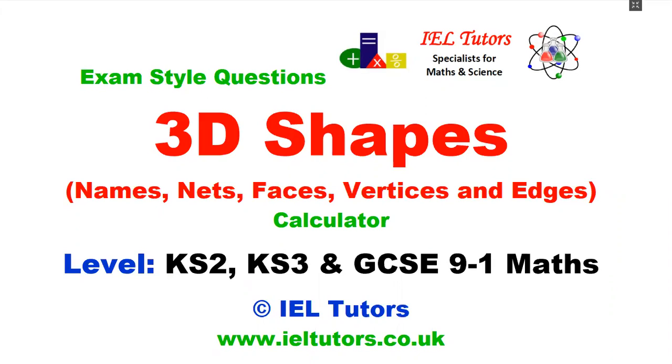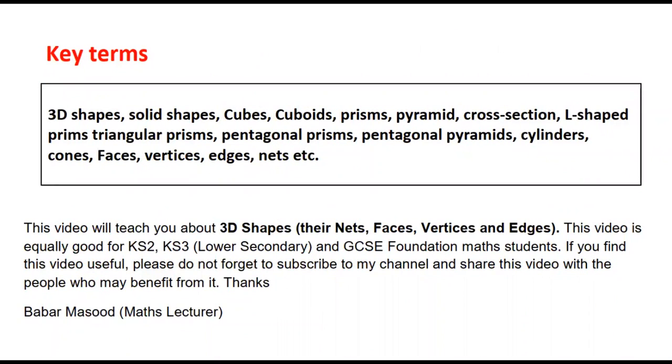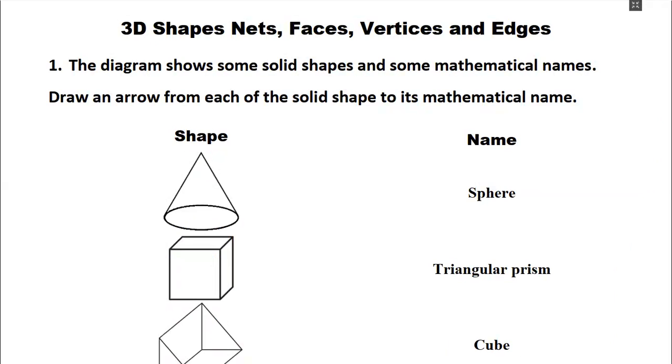In this video, we will learn about 3D shapes with names, nets, faces, vertices, and edges. Please have a look at some of the key terms that will be used in this video. Let's start from question number 1. It says the diagram shows some solid shapes and some mathematical names. Draw an arrow from each of the solid shape to its mathematical name.